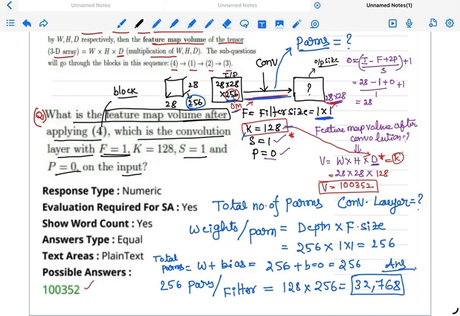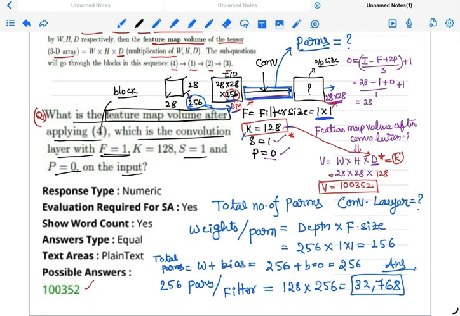You can remember that up to the convolution layer, the depth is the input depth. After the output, the depth is 128, where K is the number of filters. You can remember both these two points. That is enough to solve this question.